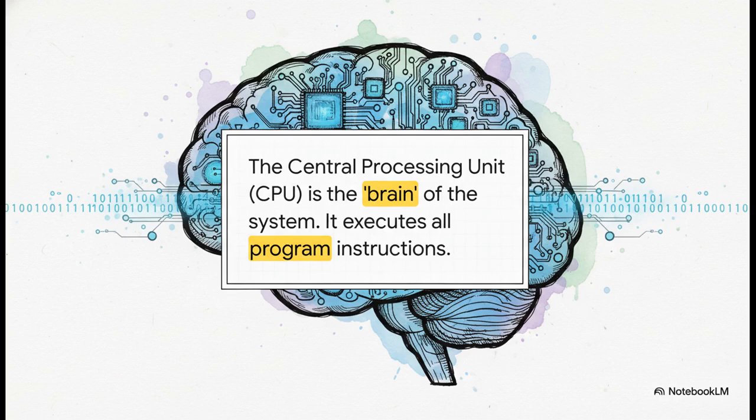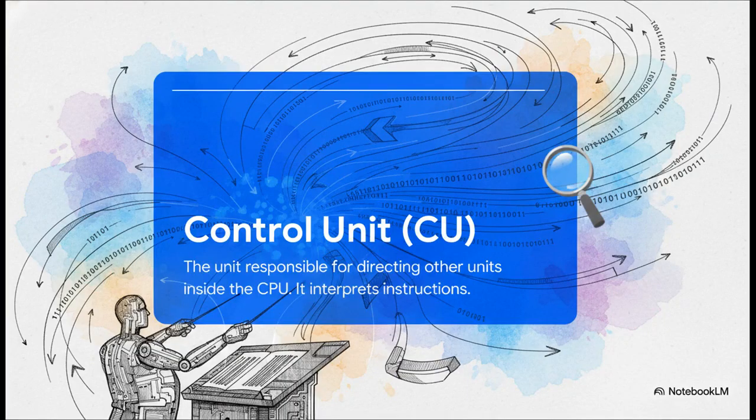And this brain has a couple of very important parts. So inside this brain, first up is the control unit, or CU. If the CPU is the brain, you can think of the CU as its director. It takes those ones and zeros, figures out what they mean as instructions, and then tells all the other parts of the computer what to do next. It's the conductor of the entire orchestra.